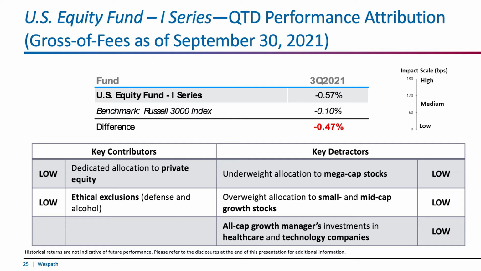You'll notice on the slide that we mentioned the underweight to mega cap stocks as being a detractor to the performance rather than just stating large cap. And the reason is because our fund is really underweight mega cap stocks such as Google, Microsoft, and Apple relative to the fund's benchmark. So how much is the fund underweight mega cap stocks relative to the benchmark? The fund is underweight roughly 13% when compared to the Russell 3000, which is the fund's benchmark.